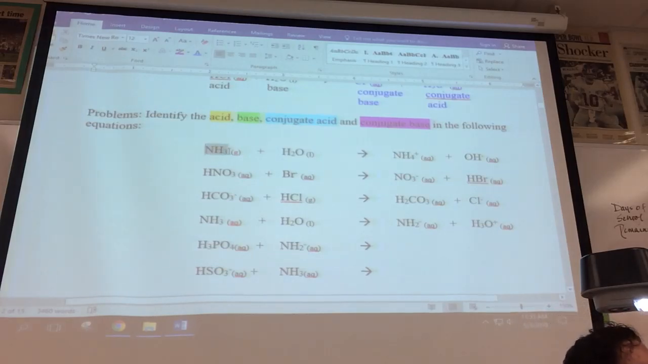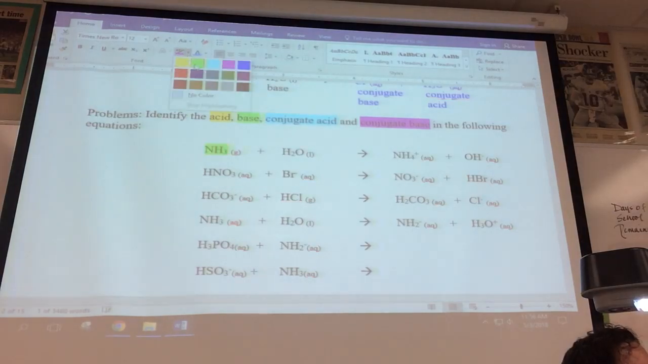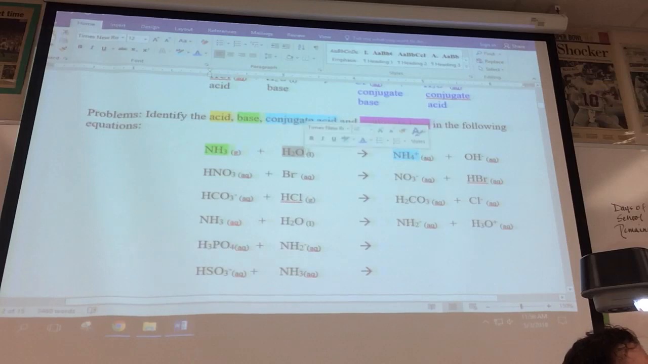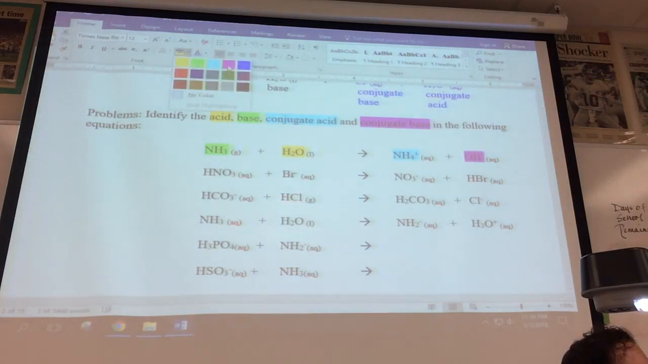I look at NH3. I look at ammonium ion. Did this accept or donate? It accepted, so this is a base, and this is its conjugate acid. From here to here, I can see the loss. So this is an acid, and this has to be its conjugate base.